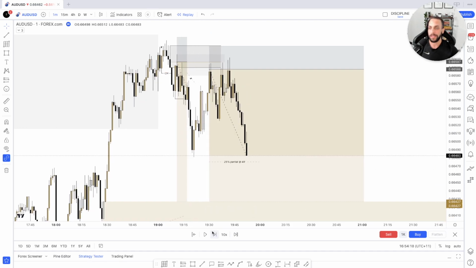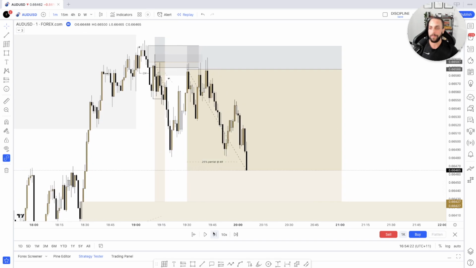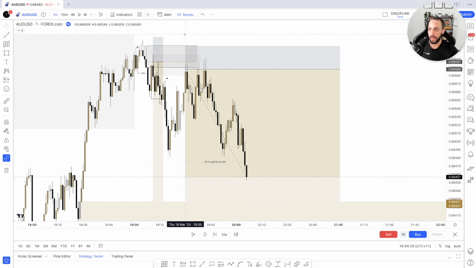So at this point here, it did take a little while and I got really close to my partials, but then it pushed back up. And then at this point, partials were taken in the span of 35 minutes. And this was a London session trade.